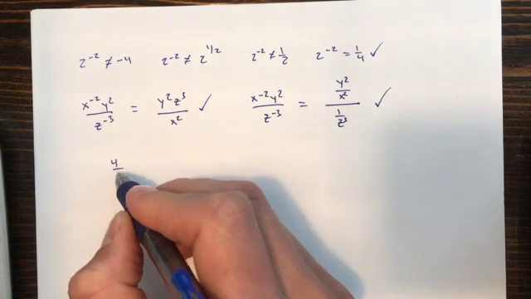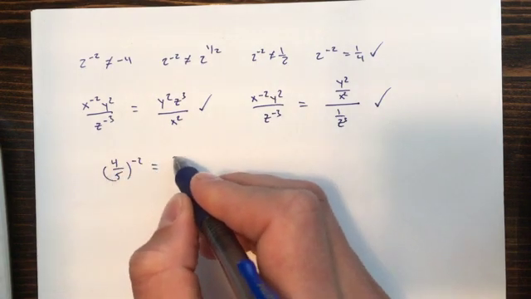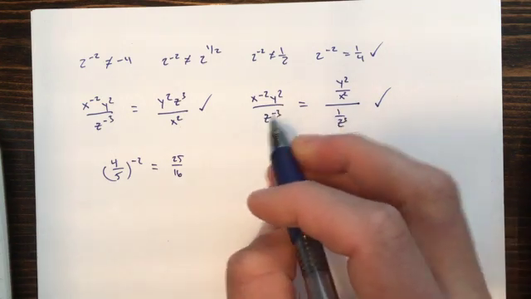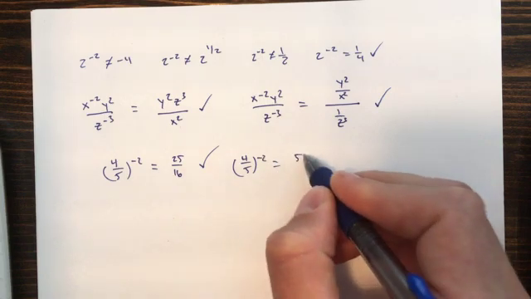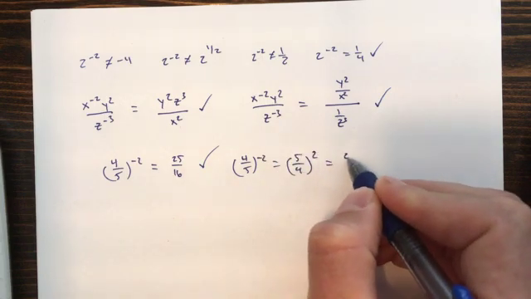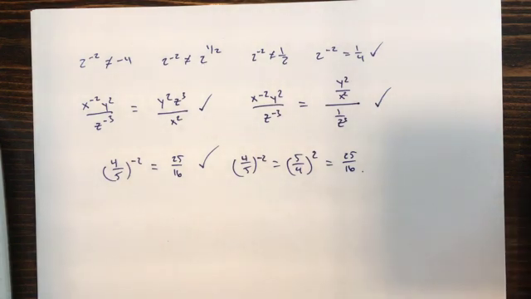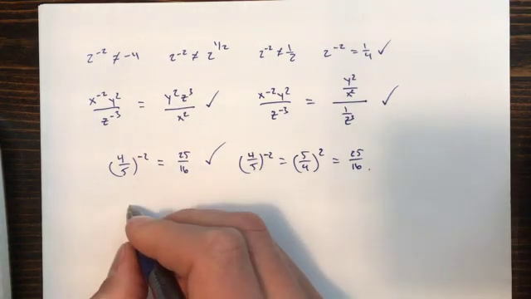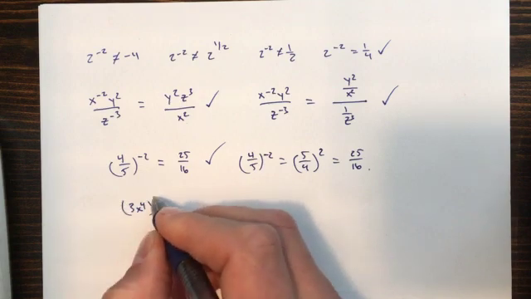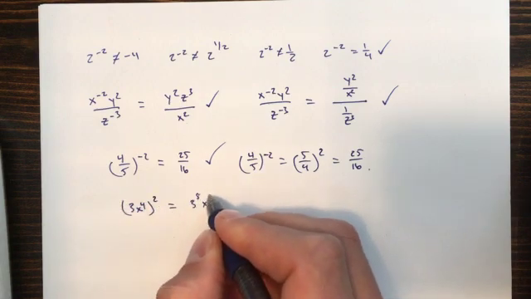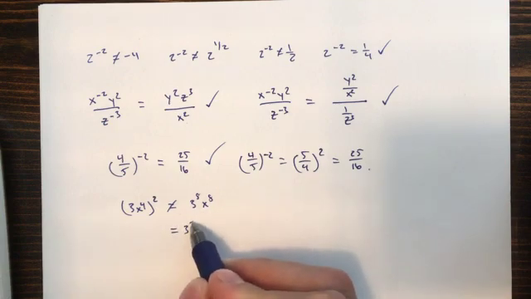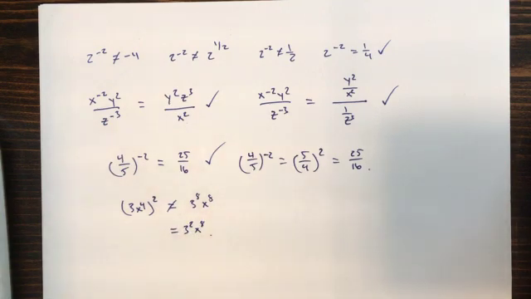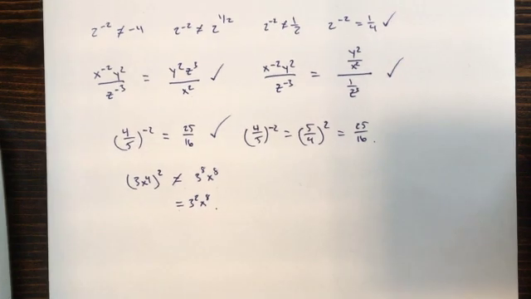Next one asks, is 4/5 to the negative 2 equal to 25/16? And the answer is yes, it is, because 4/5 to the negative 2 is equal to 5/4 squared, and that is just 25/16. Finally, it says, is 3x to the 4th squared equal to 3 to the 8th x to the 8th? And the answer is no, it's not. This 3 is not raised to the 4th power. It's just there. So it should be equal to 3 squared times x to the 8th, but not 3 to the 8th x to the 8th.